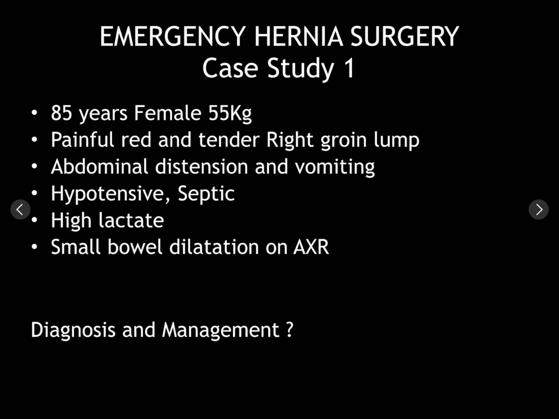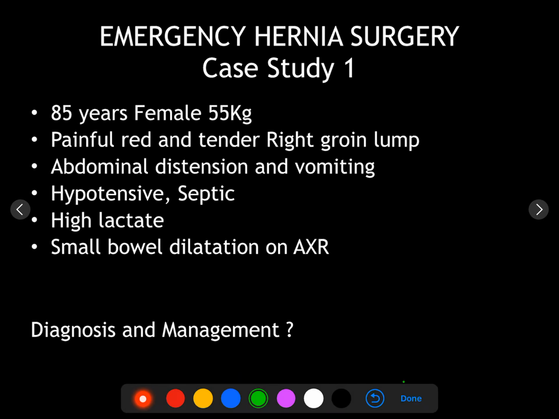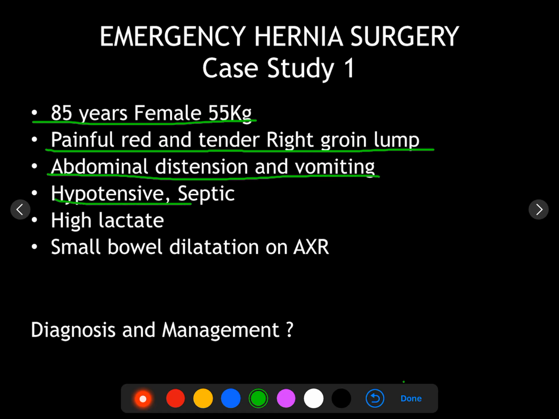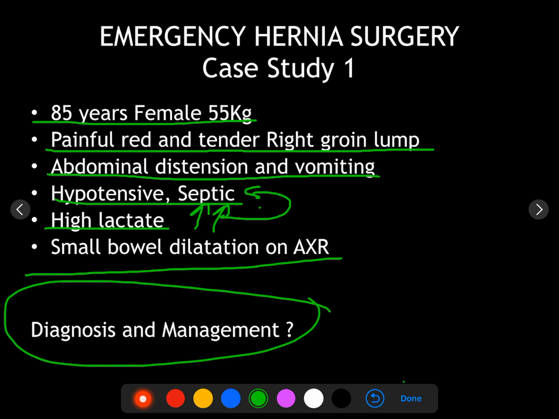And now we will talk about cases and we will discuss it in the next lectures. Case 1, 85 years female, وزنها 55 kg, presented with painful red and tender right groin lump, abdominal distension and vomiting, hypotension, septic البيشنت تكون high lactate. لما نلقى الهاي لاكتيت معناته اكو sepsis موجود بالموضوع. Small bowel dilatation on x-ray. What are the management and what operation should be done for her?